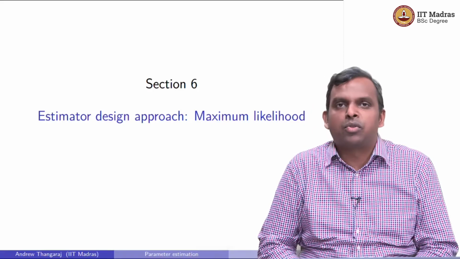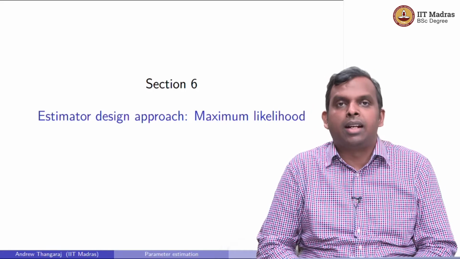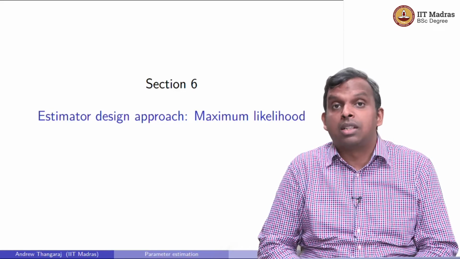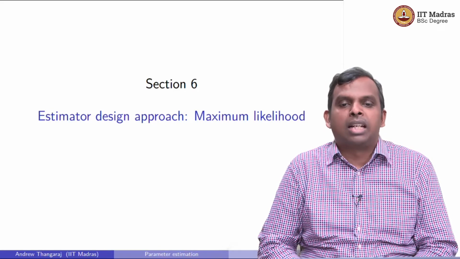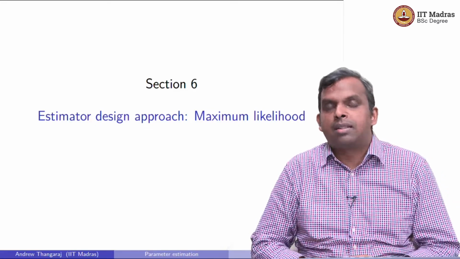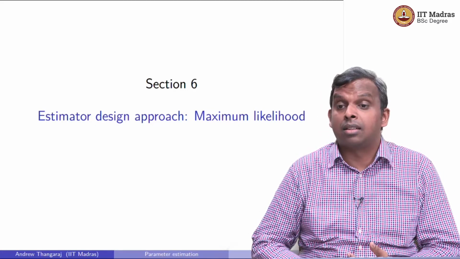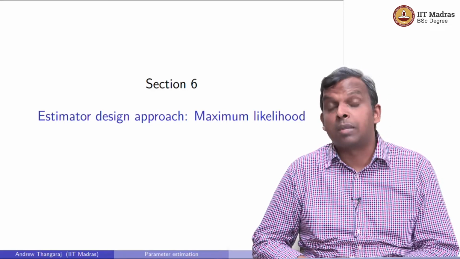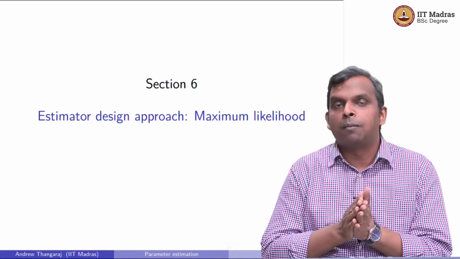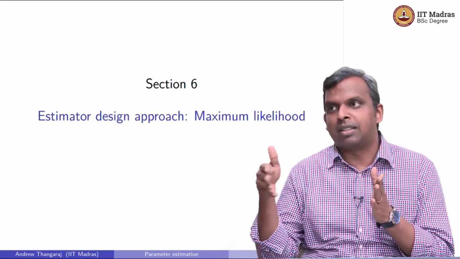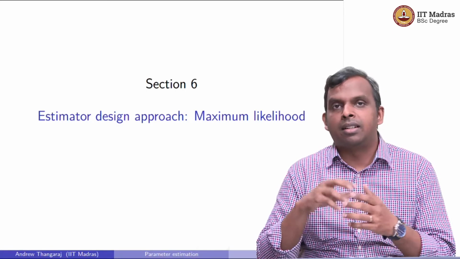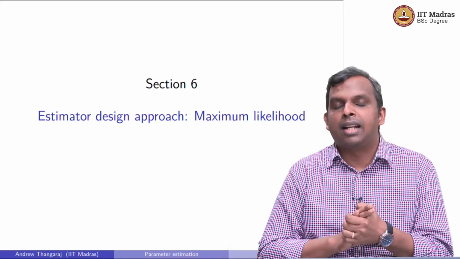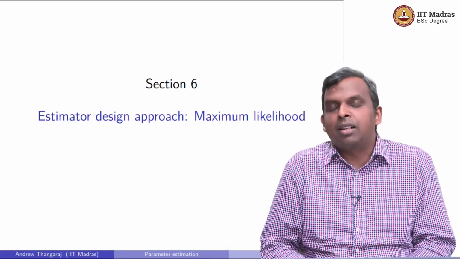So, in the previous lecture, we saw one very important and interesting method for designing estimators. That was the method of moments, where you looked at the sample moments, evaluated the distribution moments as a function of parameters, and then equated that function of the parameters to the sample moments and did a solving, expressed the parameters in terms of the moments, and finally substituted that back and got your estimates.